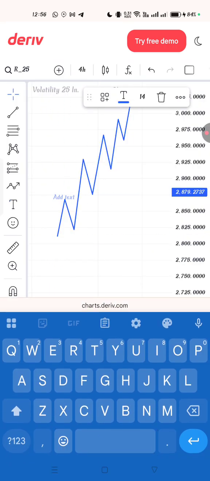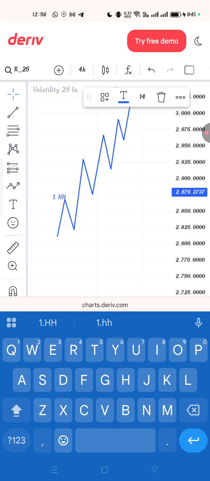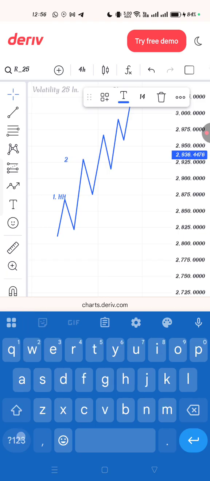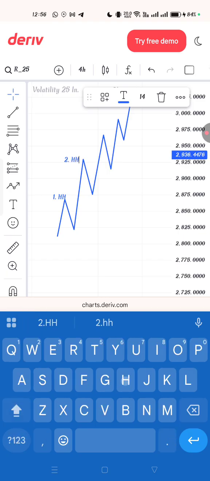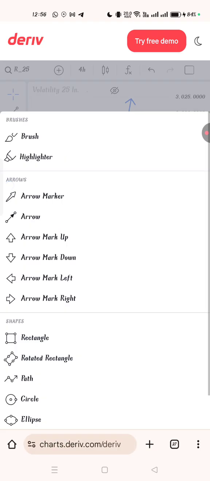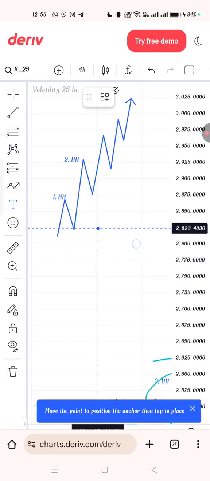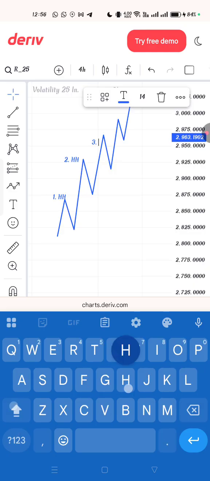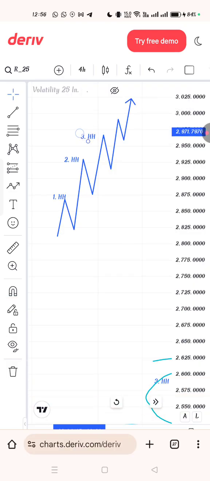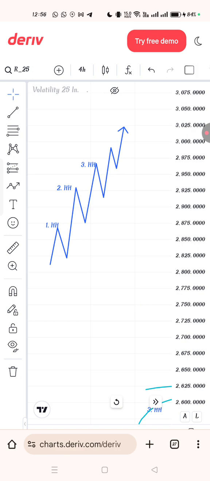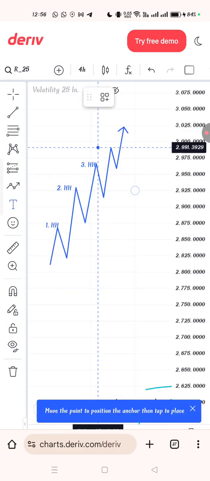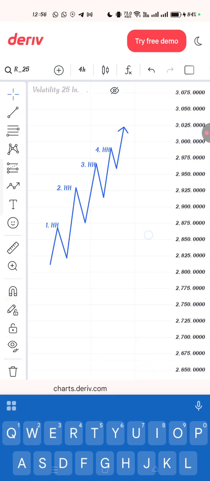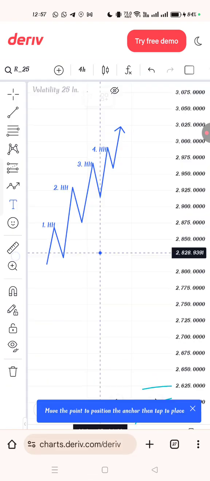So for example, here this is number one higher high, right? And then we go to the second one here. This is number two higher high, and then we go to the number three. So this one, the third one, is the third higher high, right? And then now we have the fourth one here. But we're just going to use a few examples, and then you will get to understand, and you'll repeat the same procedure in the other markets that you'll find.